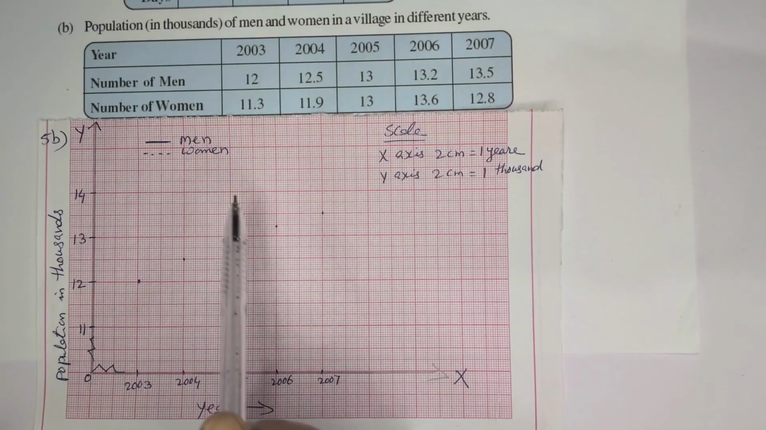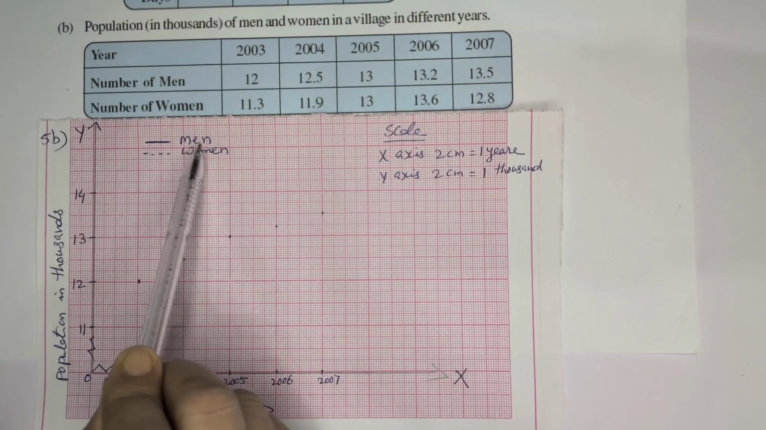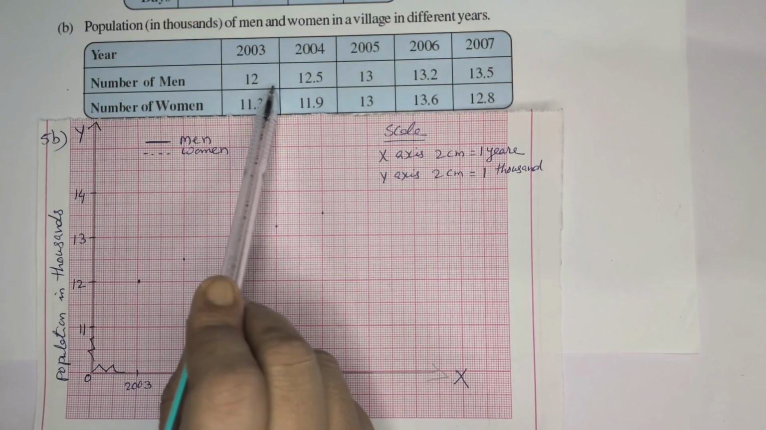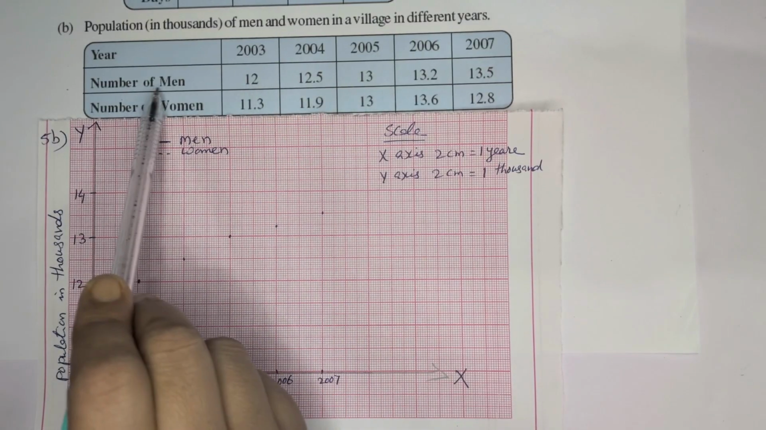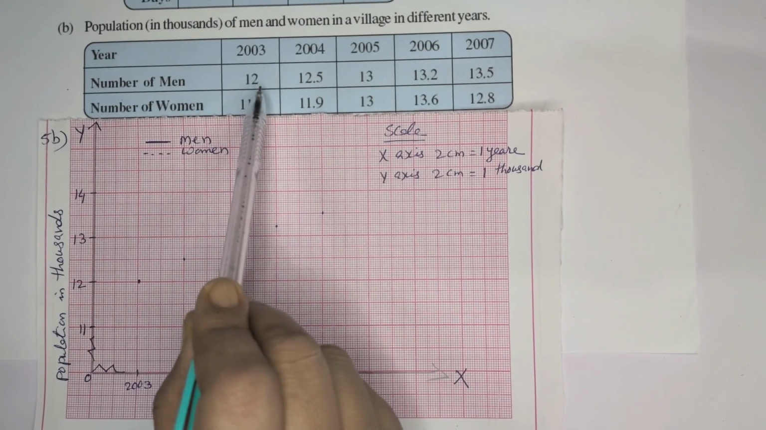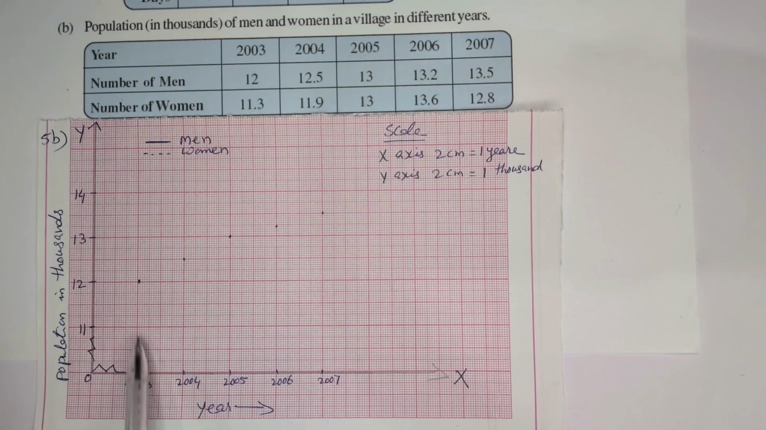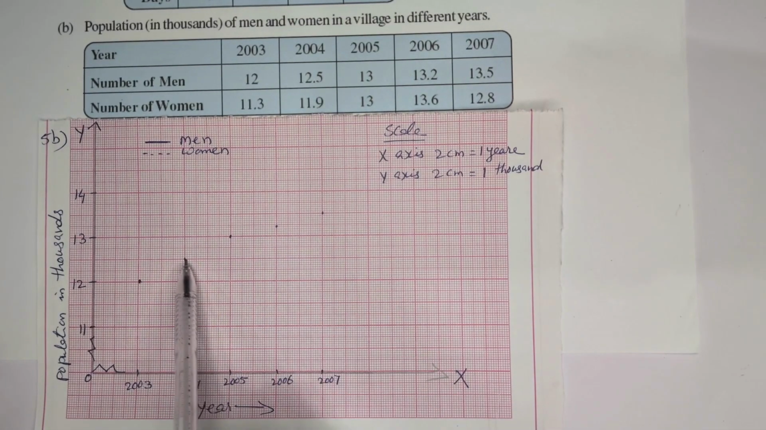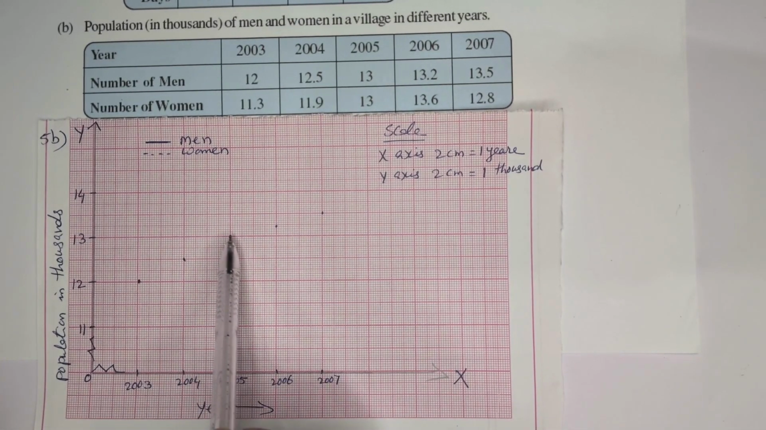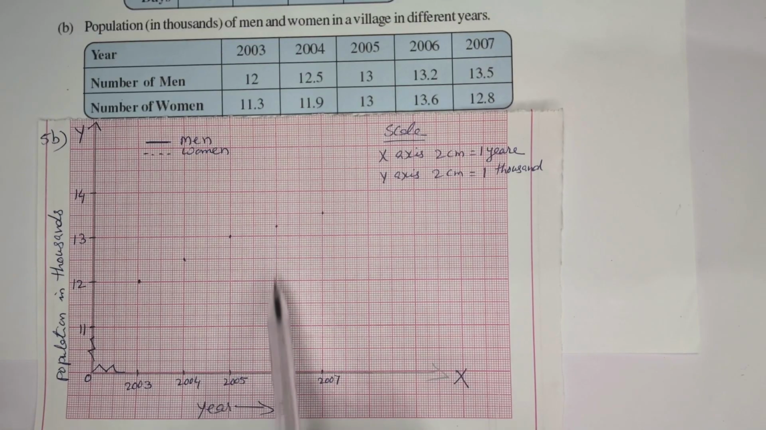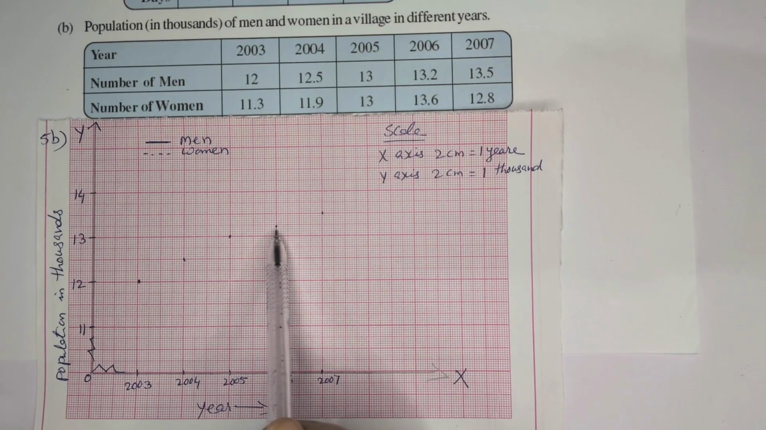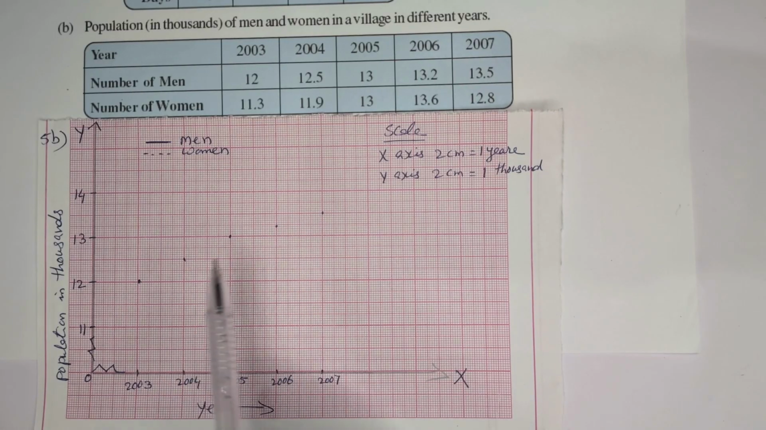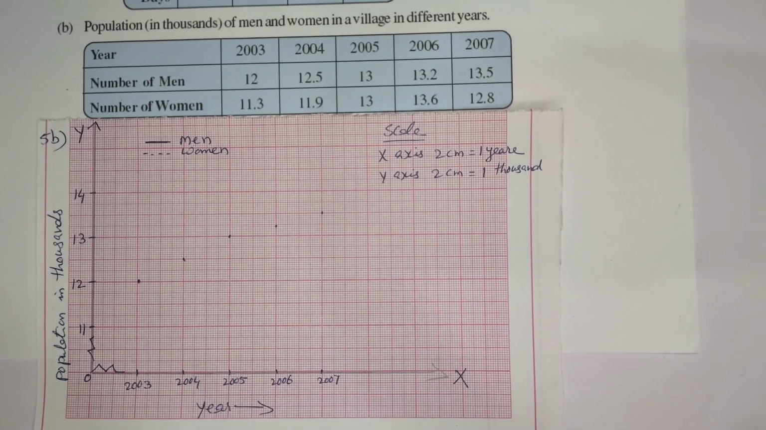First we have to mark that the thick line represents men, the dotted line women. First we can locate the points. Number of men in 2003 is 12. 2004, 12.5. 2005, 13. 2006, 13.2. 2007, 13.5. Then we can join all these points using the scale.